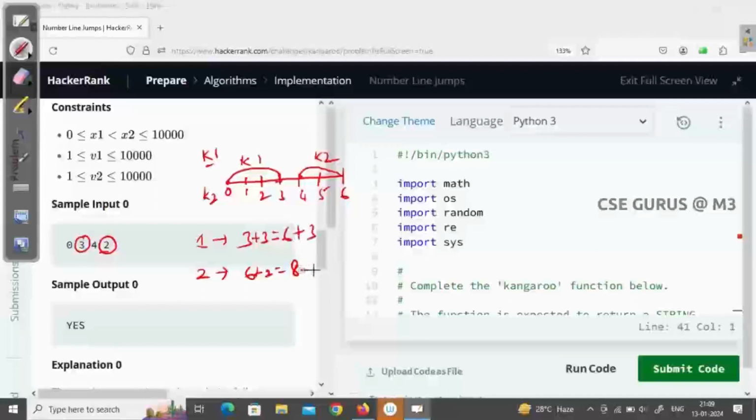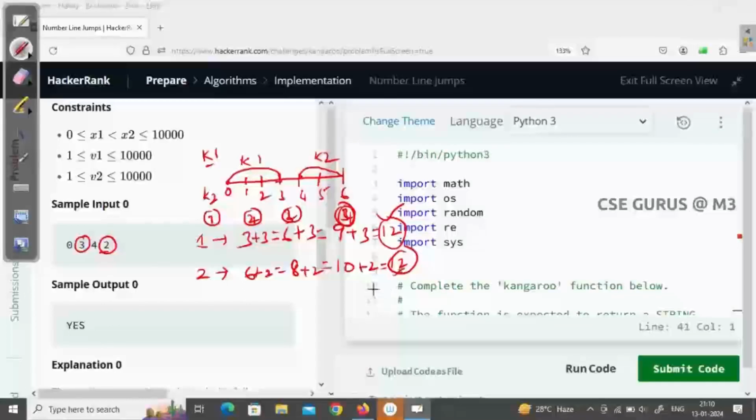So 6 plus 3 is 9 here, and 8 plus 2 is 10 here. Now the next jump: 9 plus 3, 12. Here 10 plus 2, here also 12. Yes, we got the same value. After 4 jumps, counting the first jump too, the first kangaroo is at point 12 and the second is also at point 12. Are they meeting? Yes. If they never meet, we'll see that condition also.